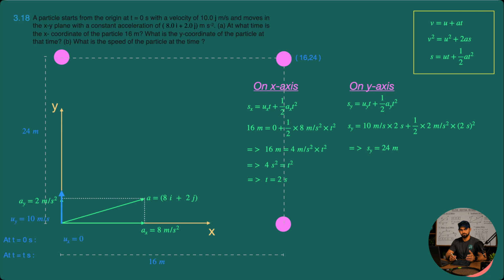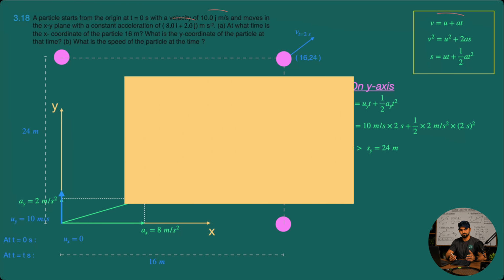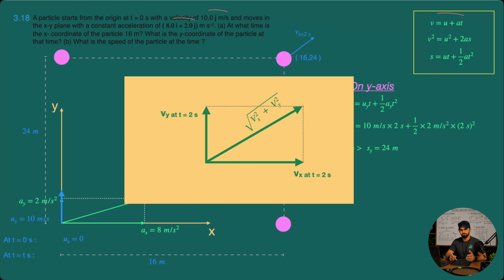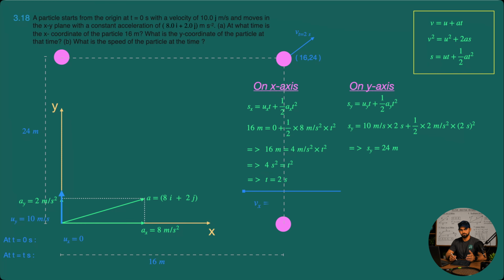Now let's solve part B. We have to find the speed of the particle at t equal to 2 seconds. Since we know the initial velocity, the acceleration, and the time, we'll use the first equation of motion. We'll first calculate the velocity components along the x-axis and y-axis separately, and then combine them to obtain the resultant speed. First, along the x-axis, Vx equals ux plus ax t.